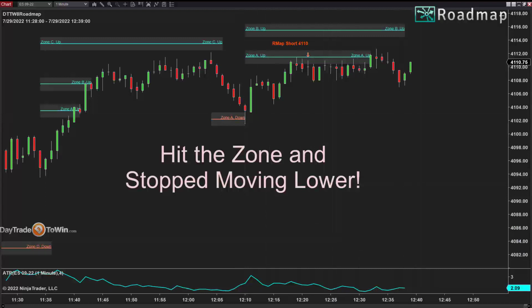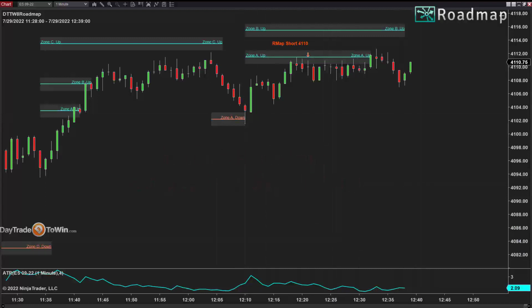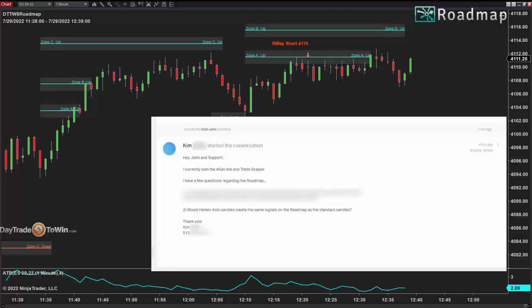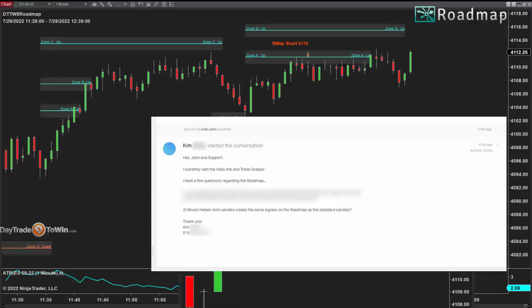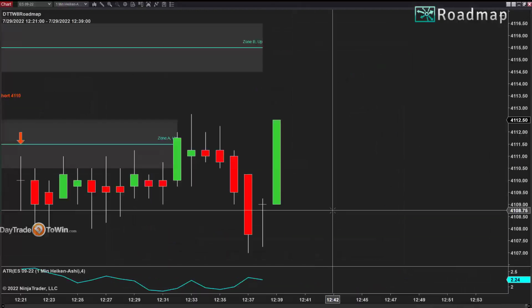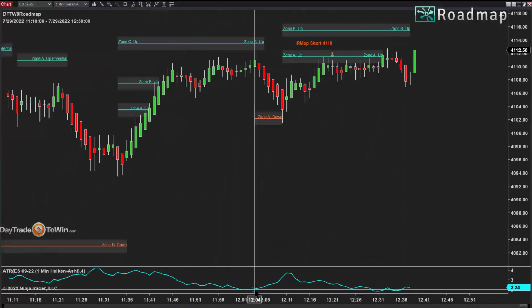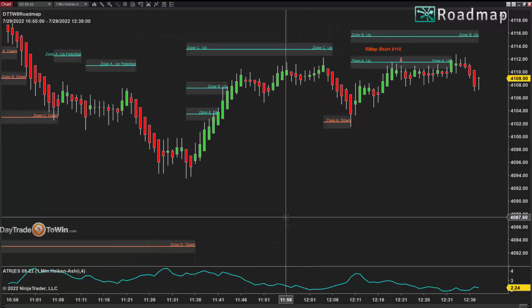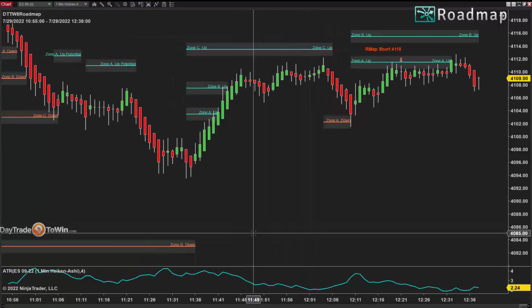This happens to be a 1-minute chart, and Kim actually emailed me. I'll put up his email here in a second. He says, can we use the roadmap with Heikin-Ashi bars? And I said to him, I don't know. Let's take a look. Here are the Heikin-Ashi bars, and what you're going to see here is extremely similar activity. This is for Kim. I'm just responding to his email.